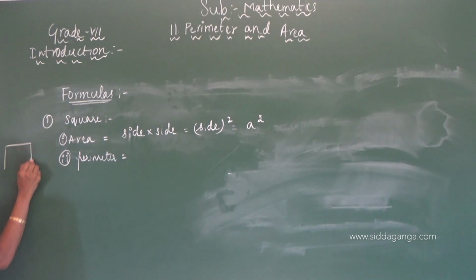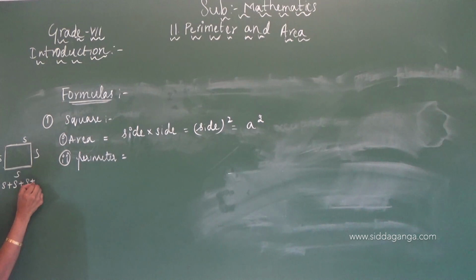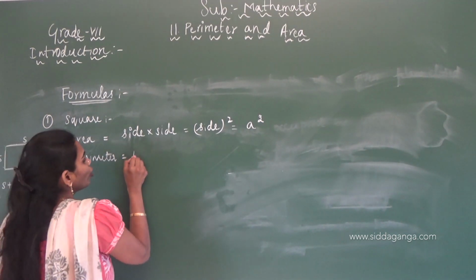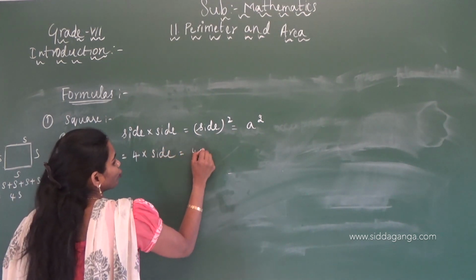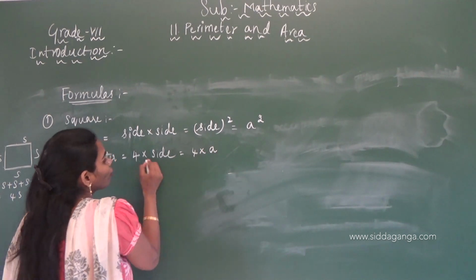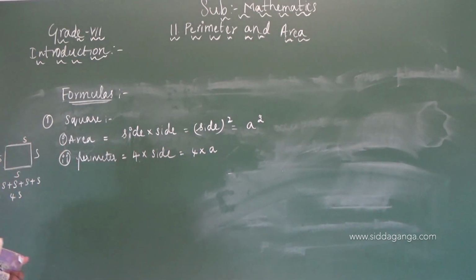Perimeter. Suppose it is a square. Perimeter means, this is the length of the side, this is the length of the side, and this is the length of the side, so S plus S plus S plus S, that is equal to 4S. Directly we can write 4 into side, that is 4 into A. In place of side, I am taking A here. You can take S or L or like that.